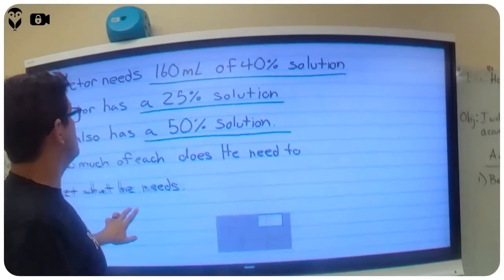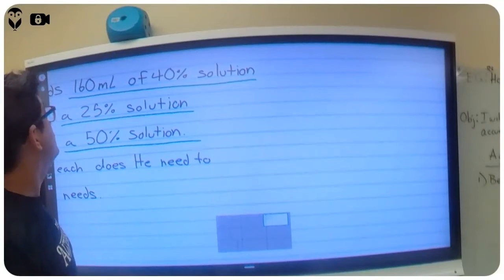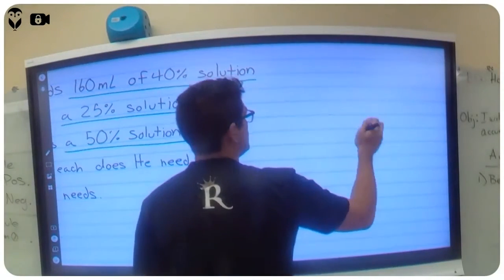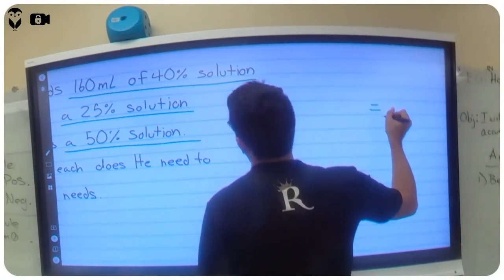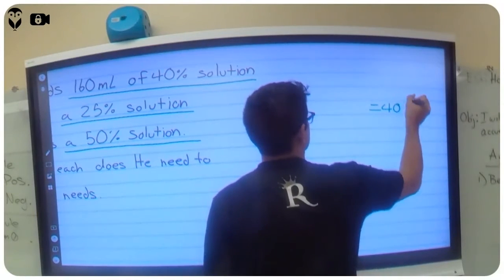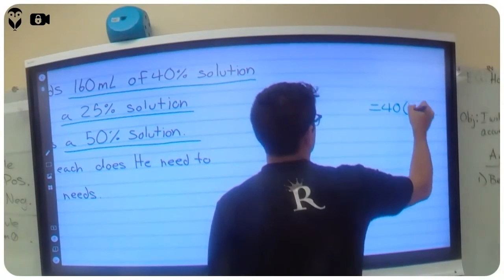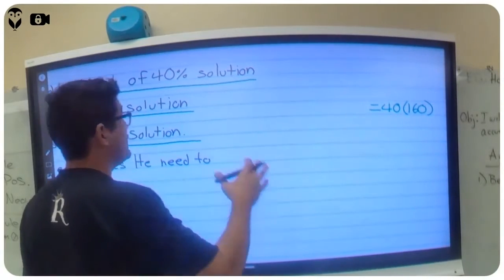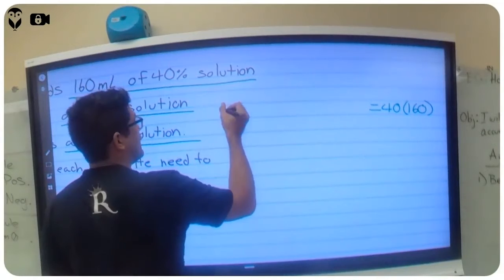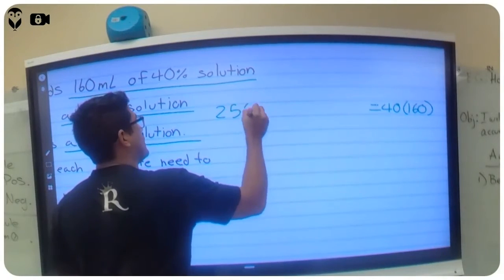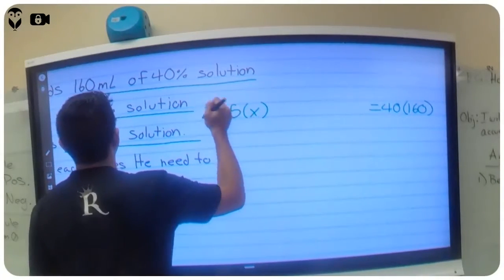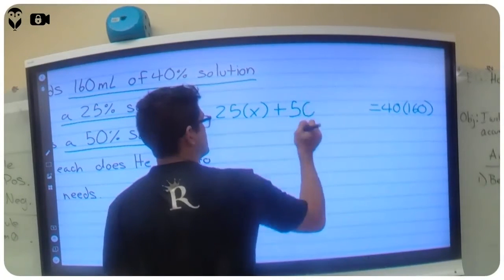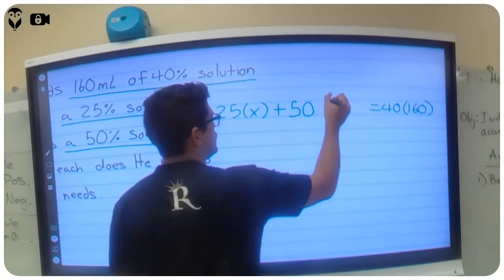All right, so I'm going to move it to the left. We don't need to read Hector. So what we have is 160 milliliters of 40%. So we know that the end result is a 40% solution of 160 milliliters. Now the other ones we don't know are 25%. We don't know how much we have of that, and we also do not know how much of the 50% we're going to have. So that's also a mystery.